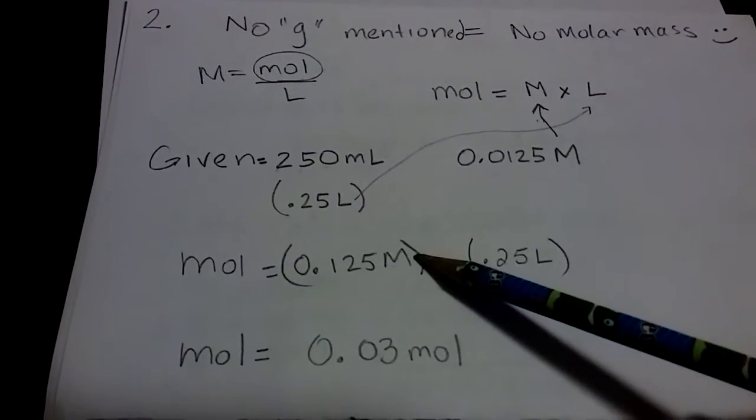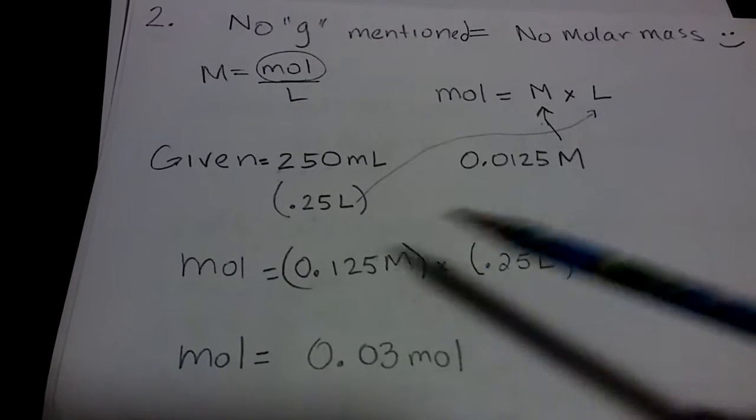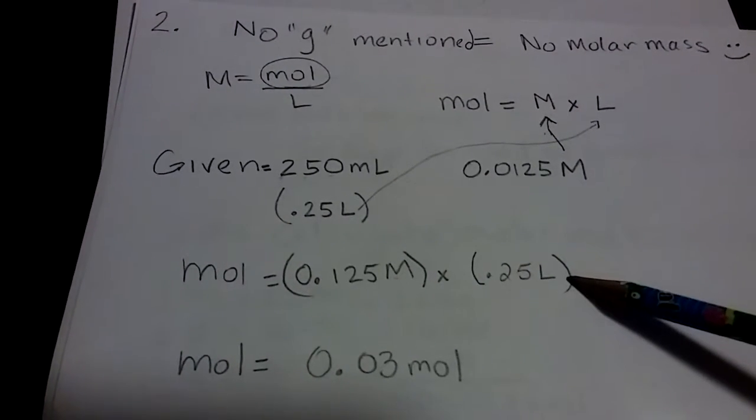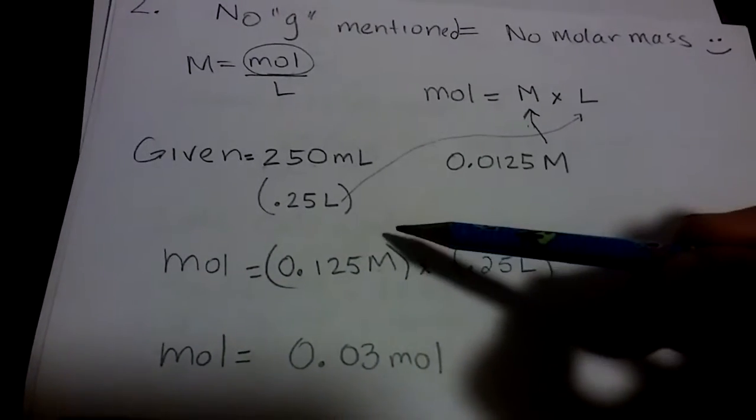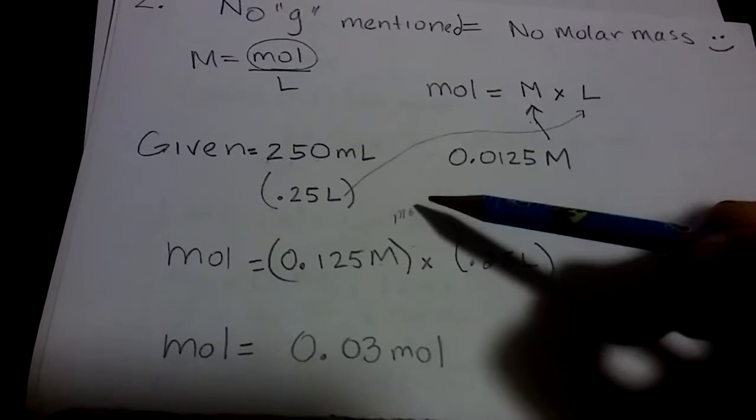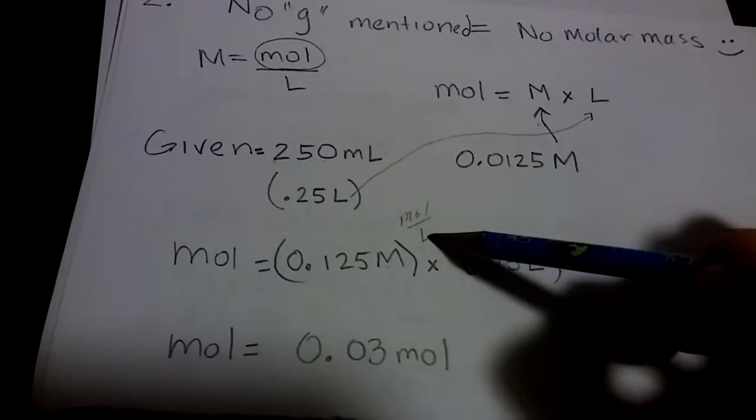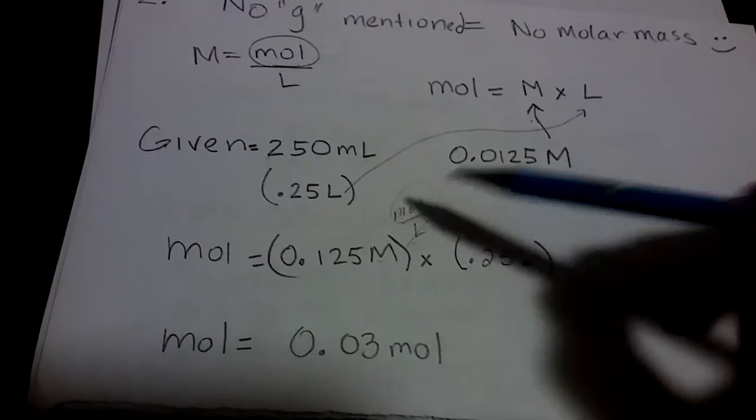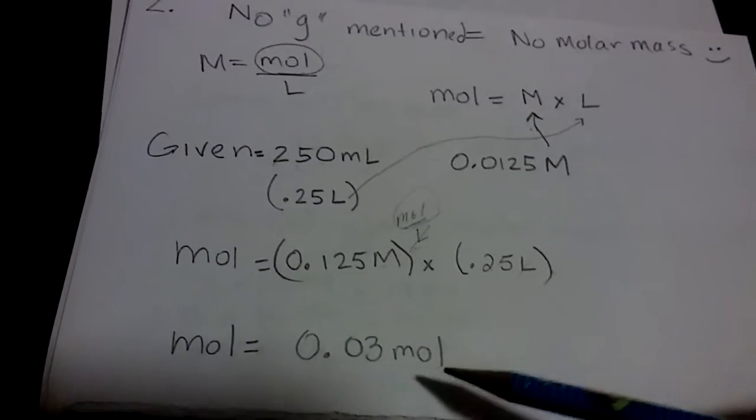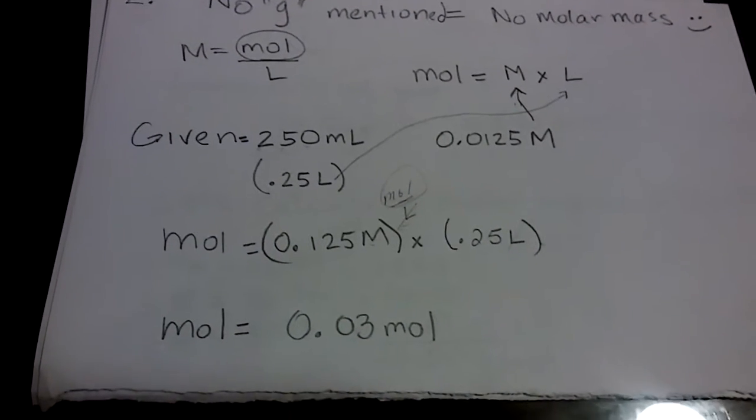Something I want to remind you is that I know there's an M, so you might be wondering about the units, or either that or you just don't care. But in any case, molarity is moles per liter. So when these liters cancel, you're essentially left with moles, and that's why it's moles as your answer's units.